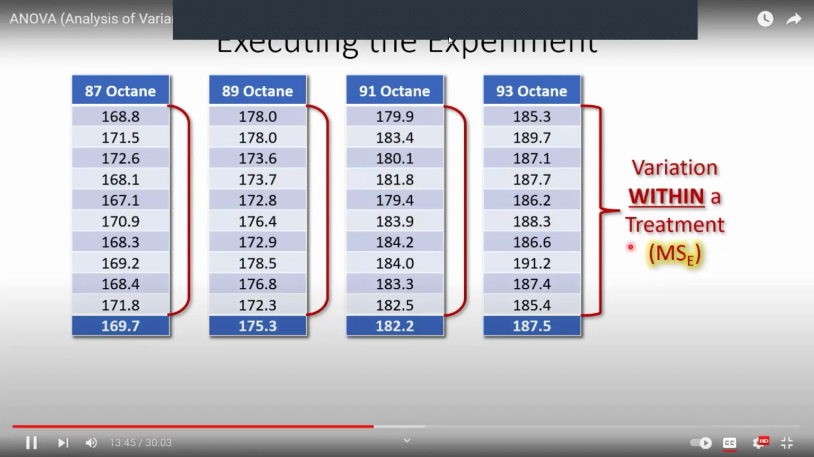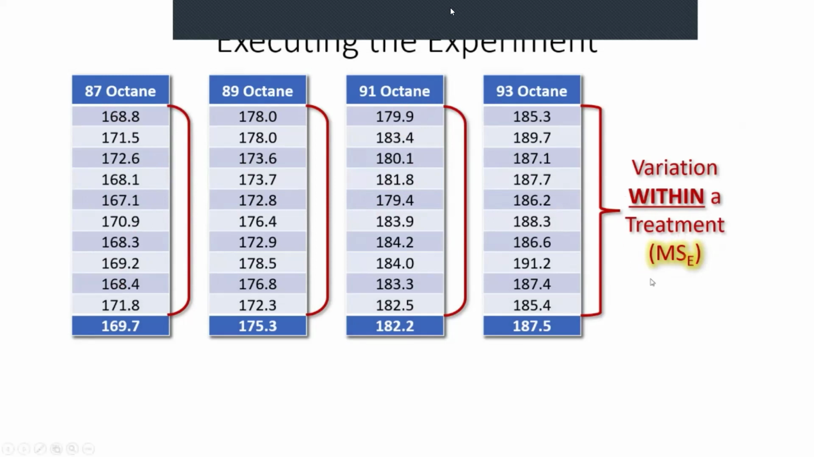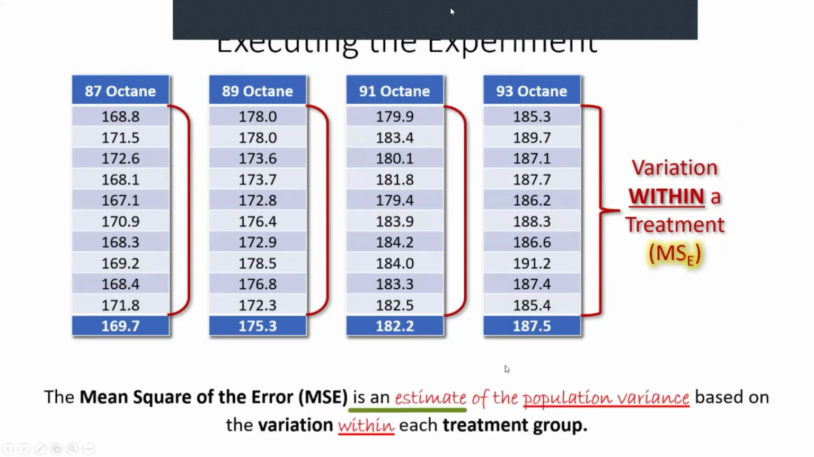And ultimately, at the end of the day, when we calculate the mean square of the error, essentially what we're doing is creating an estimate of the population variance based on the variation within each treatment group, okay? So when we perform this calculation, the way that we work the math is we're going to compare each one of these data points against the average value for this particular treatment, okay? And this is one estimate of the population variance, again, based solely on the variation within each treatment group.